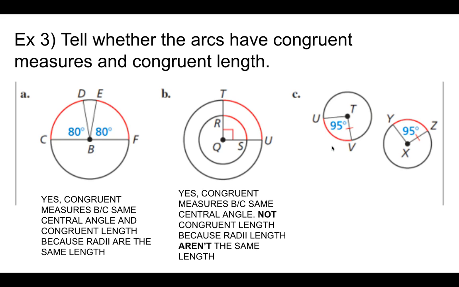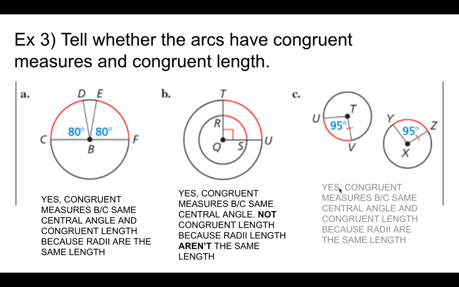And then lastly, example C. So notice for this one, these two circles are not embedded within one another. But the very important thing to point out is both have that central angle of 95 degrees. And they're also showing that from T to V, that length is congruent to the length of X to Z. Which tells us what about these two circles? That they both have the same radius length.